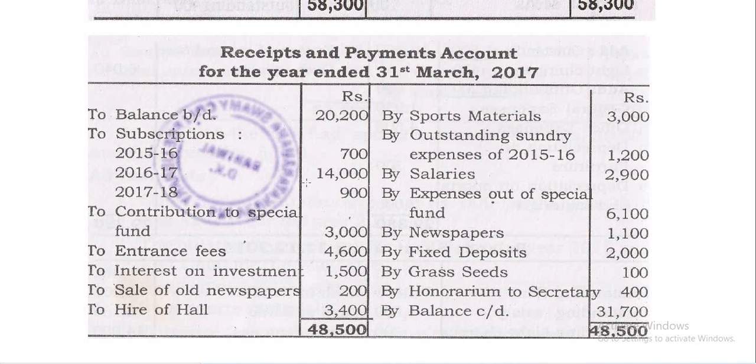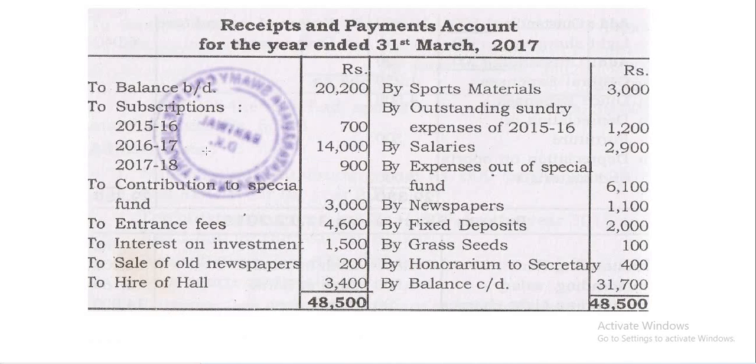You need not deduct from subscriptions because current year subscription value has been separately given. If subscriptions received is given together, then 900 you should have deducted, 700 you should have deducted. But here separately they have given, therefore no question of deducting from 14,000. 14,000 is purely for the current year. And for 17-18 separately they have given 900, and therefore you need not deduct from the subscription received for the current year. Okay, this is about subscriptions.